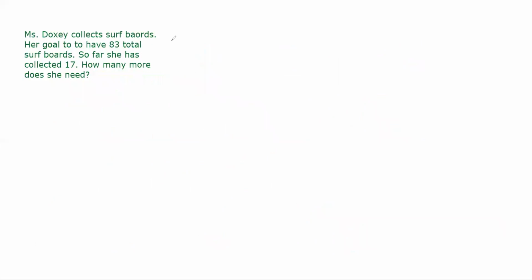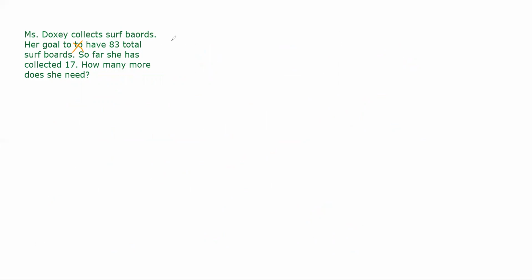All right, let's see what we got here. Miss Doxy collects surfboards. Okay, so she has this goal, 2-2. Well, not like a ballerina. I think that is a typo. So this goal to have 83 total surfboards. Okay, that's her goal. So far, she has collected 17. How many more does she need?